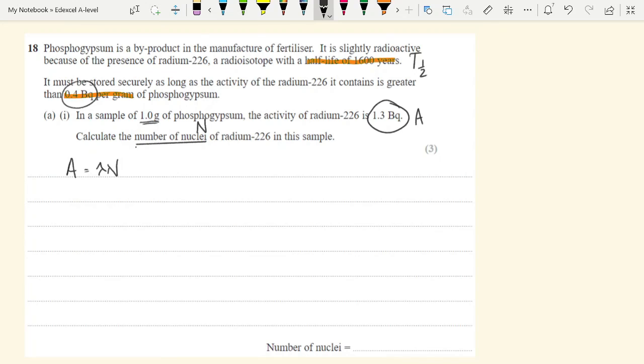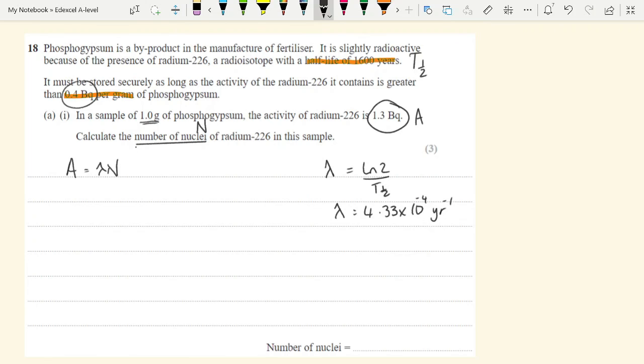So we need to find lambda, and we can do that because we have the half-life. So let's do that first. Lambda is equal to ln2 over t a half, giving us a lambda of 4.33 times 10 to the minus 4 per year. So in this situation, I've put in 1,600 years as the t a half, giving me a decay constant per year. You have to be very careful in using these equations, making sure that your time and your decay constant are in the same unit.